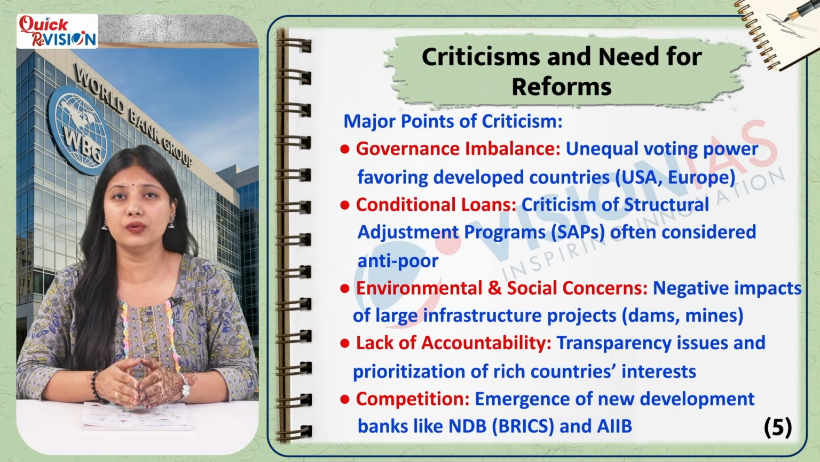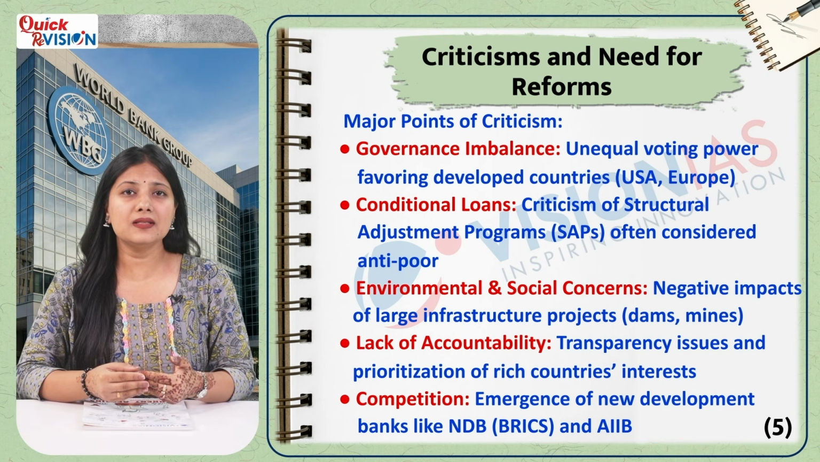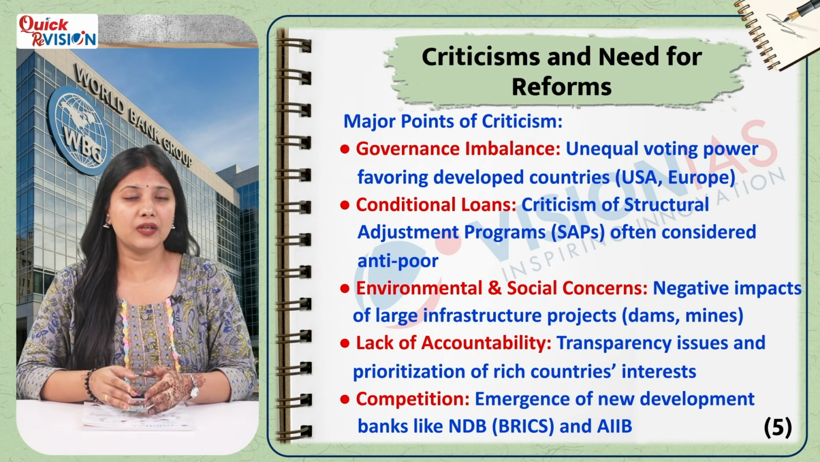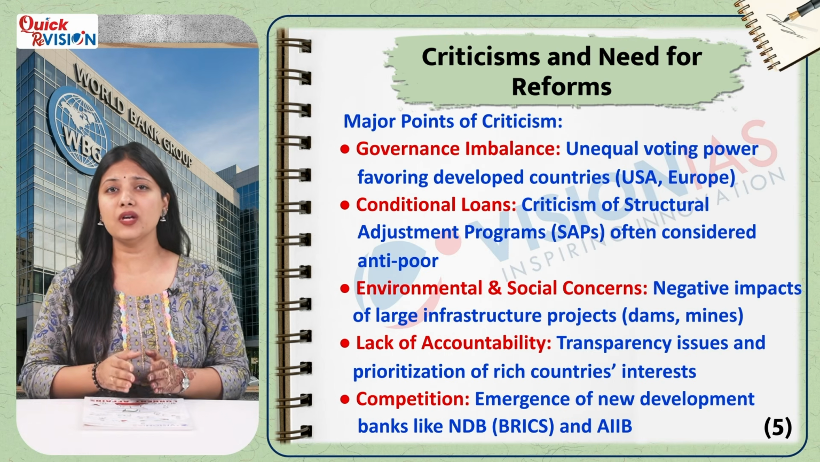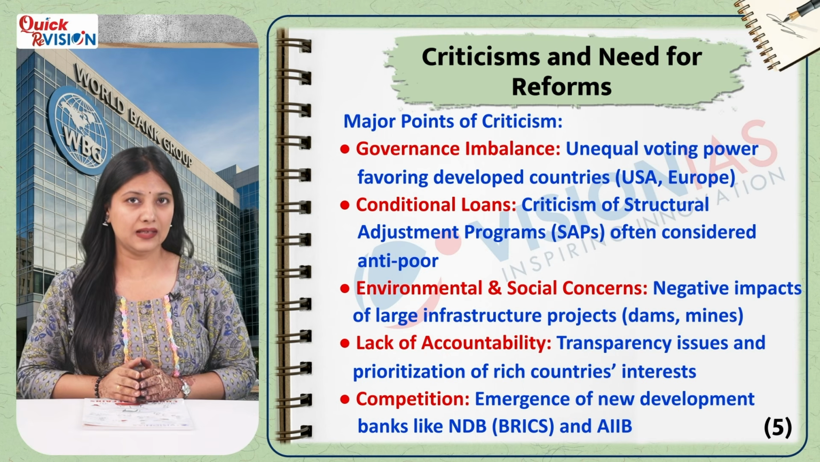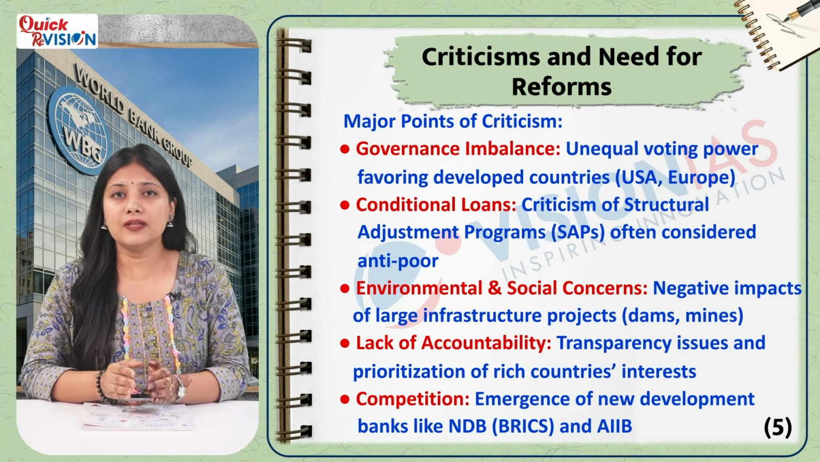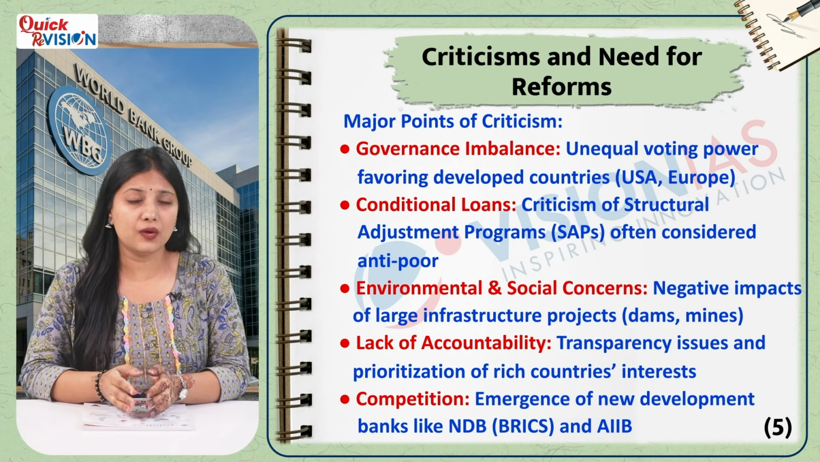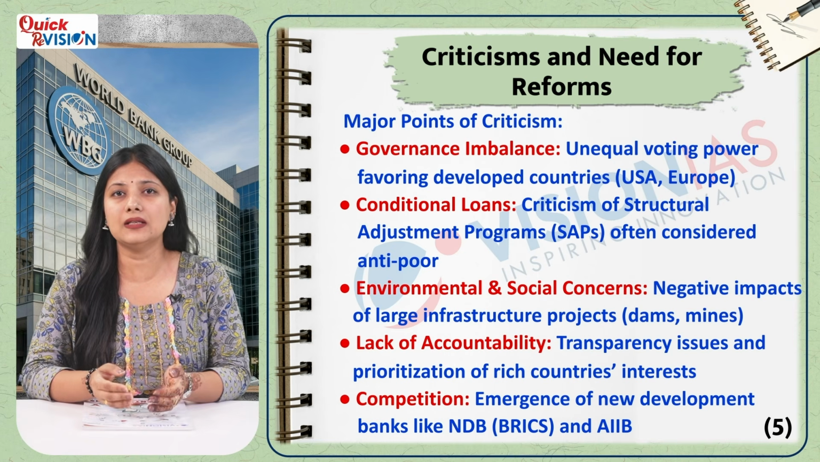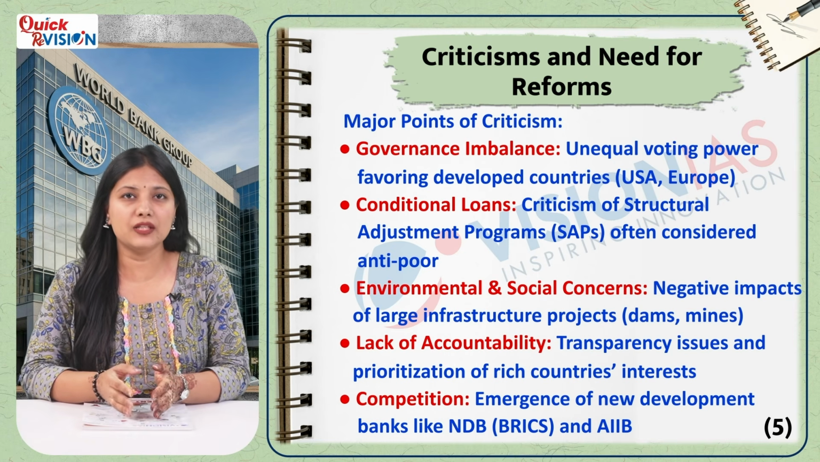Despite its vital role, the World Bank has faced significant criticism. The biggest concern is its governance structure dominated by rich countries, which limits the voice of developing nations. In the 1980s and 1990s, loans were often tied to strict structural adjustment programs, that is SAPs, requiring privatization and subsidy cuts, which were criticized as anti-poor.